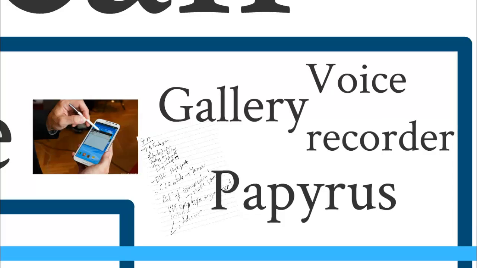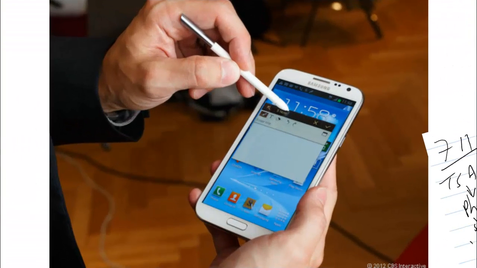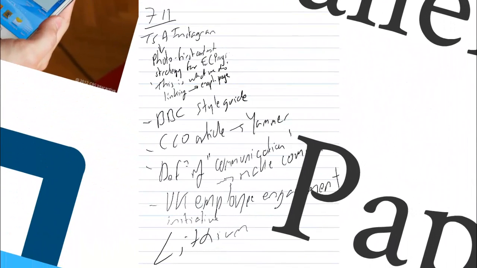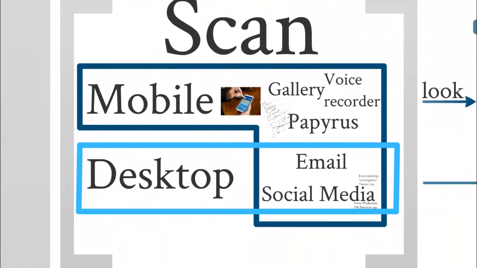I also happen to use the Note 2. Great phone, couldn't recommend it highly enough. Has a stylus, so I can scribble stuff. So there's lots of inboxes in my phone, and on the desktop, of course, as well, email and social media mainly. But what are you doing here?